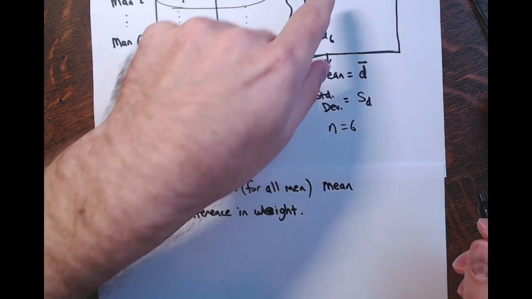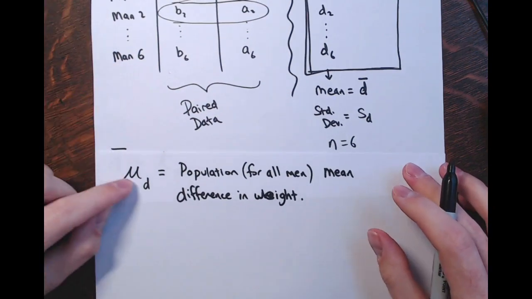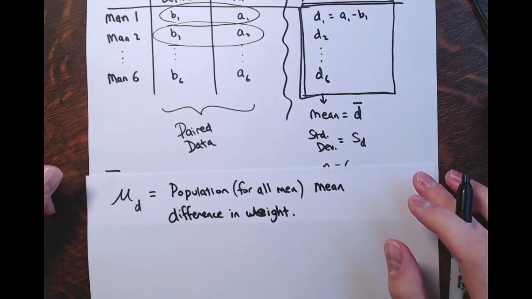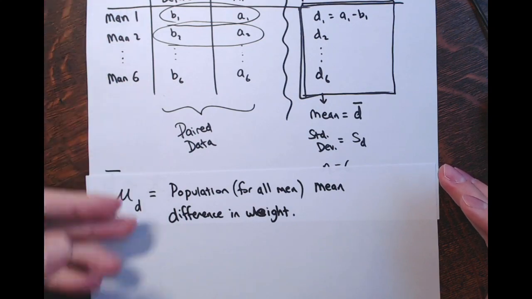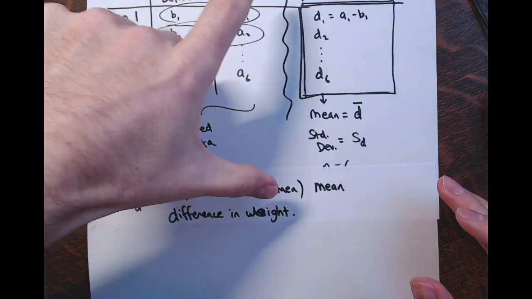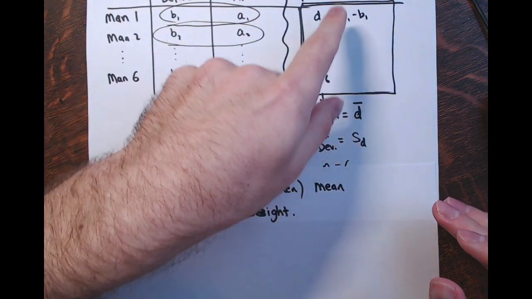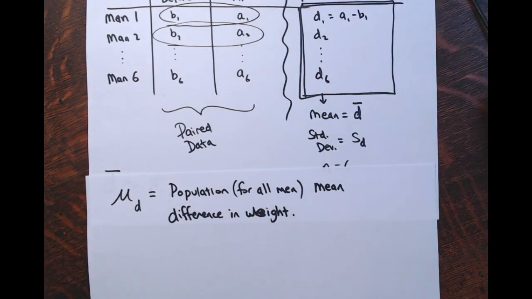So again, if I'm taking after minus before, this is if I were to do this for all men, or all overweight men. Maybe the population is overweight men. If I were to take every man from the population that's being studied, look at their before weight, give them the supplement, look at the after weight after 4 weeks, and then take their differences, what would be the average of all those differences? That's what this mu d is.